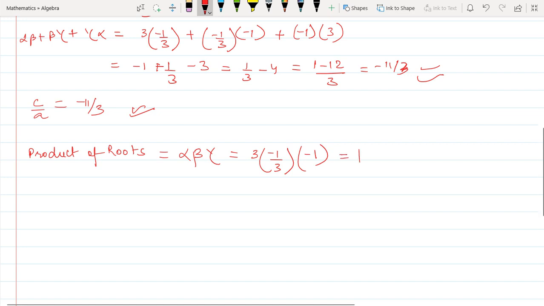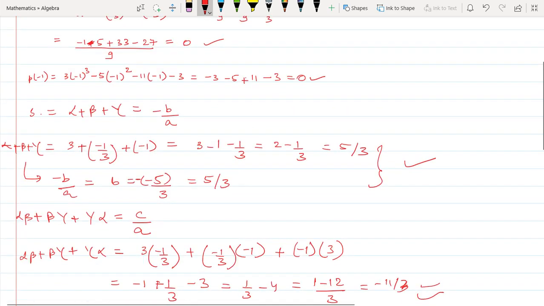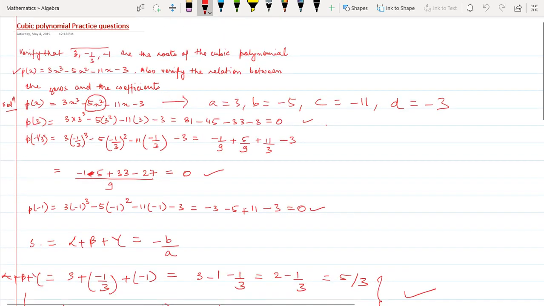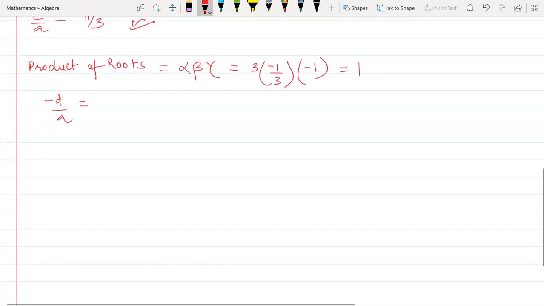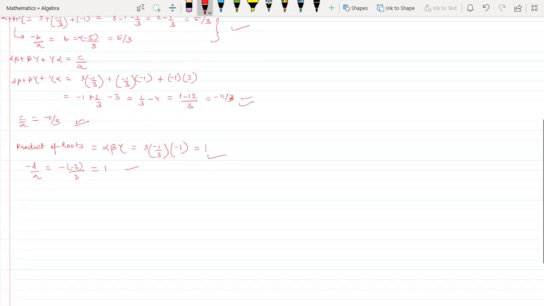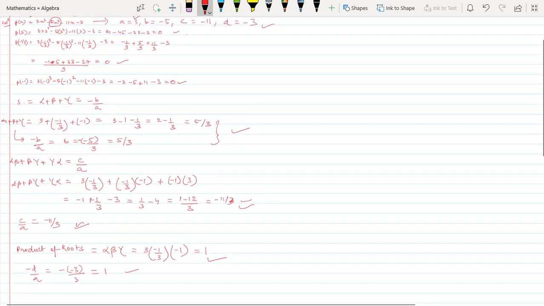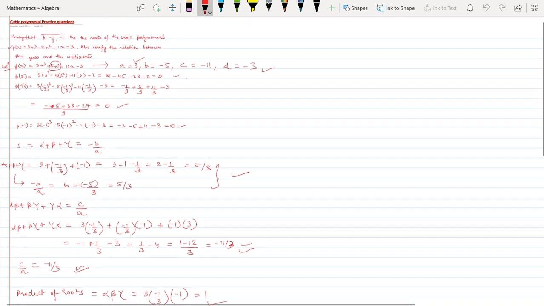And from the coefficient perspective, product of roots should be equal to minus of d by a. And we have seen that d over here is equal to minus 3. You see, d is equal to minus 3 and a is equal to 3. So when I do minus of minus 3 by 3, that is equal to 1. So this also matches, and this is what we were aiming for, which is we wanted to practice matching the coefficients of the equation with its roots.